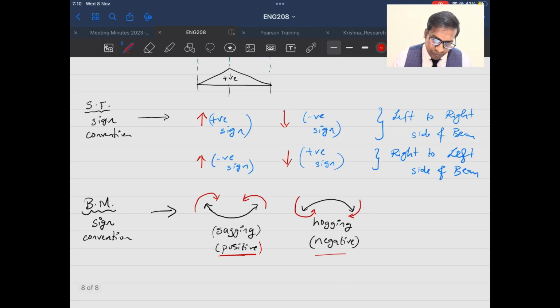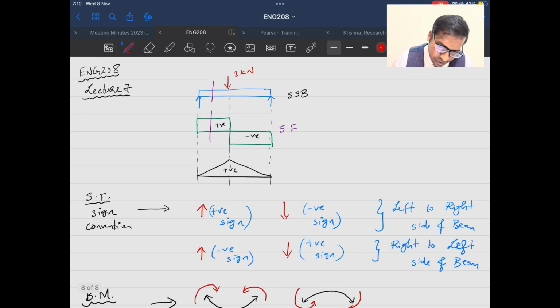When you are drawing bending moment diagrams, whether the slope is positive or negative depends upon the shear force. If the shear force region is positive, the bending moment slope will be positive. If the shear force is negative, the bending moment slope will be negative. Look into this figure.